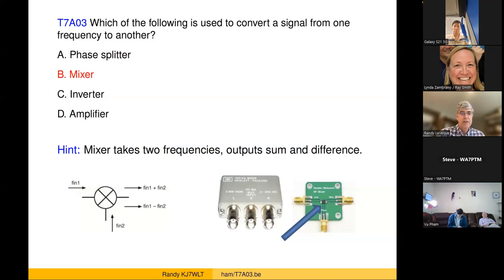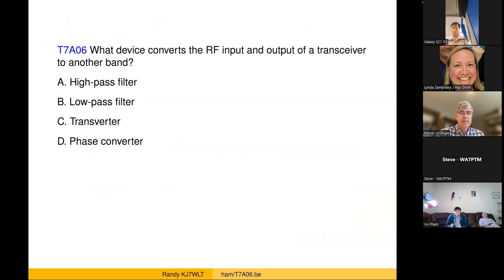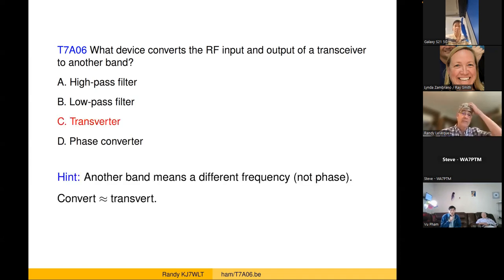Yeah, so that's a mixer. And then what kind of device converts the radio frequency input and output of a transceiver to another band? So this is also sort of converting radio frequencies from one band, one set of frequencies, to another. And the answer here is a transverter. And again, you just have to remember what this is called, but you can eliminate some of these other things because it's not a filter of any sort that is filtering out high frequencies or low frequencies. If you're converting it from one band to another, then convert sounds kind of like transvert, and they mean roughly the same thing. So that's one way to remember perhaps that it's transverter, and it's not the one that has converter in the name, even though it's converting, but it's not converting the phase, which is how the peaks and valleys of the wave are organized, but it's converting it from one band to another band. So it's a transverter.